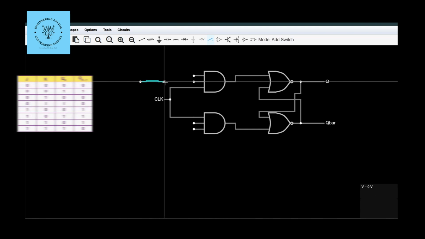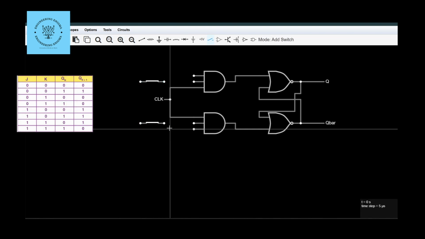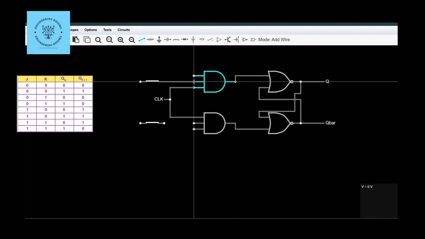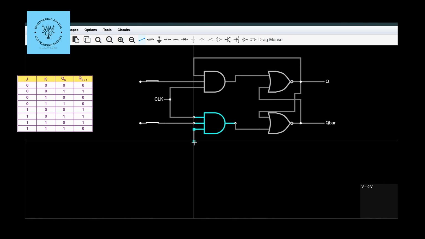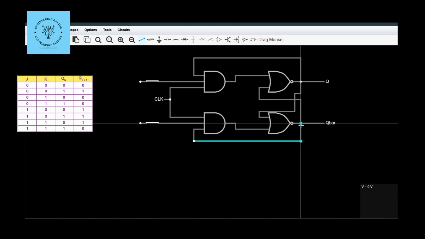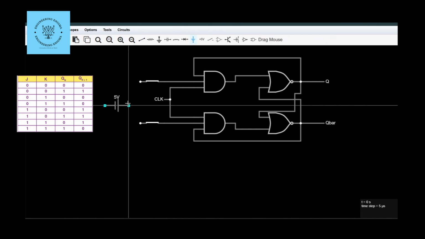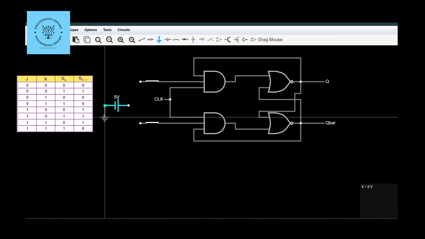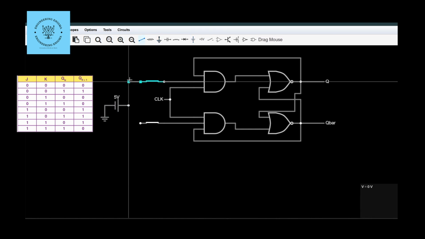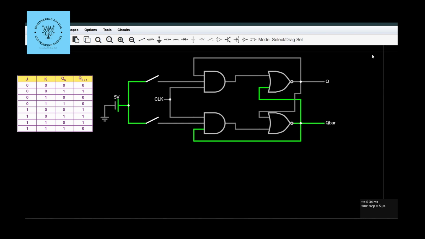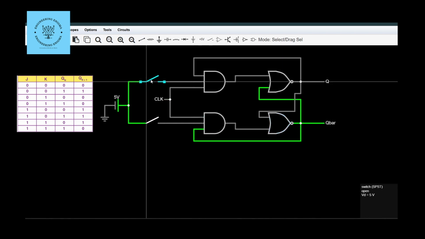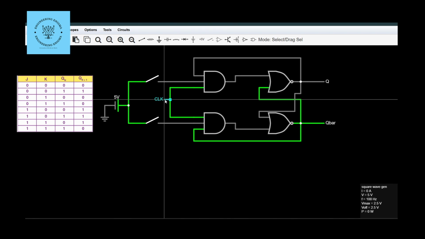When clock equals 1 and J equals 0 and K equals 0, Q equals hold. When clock equals 1 and J equals 0 and K equals 1, Q equals reset. When clock equals 1 and J equals 1 and K equals 0, Q equals set. When clock equals 1 and J equals 1 and K equals 1, Q equals toggle. This condition is called race around condition. Now let's understand each case.